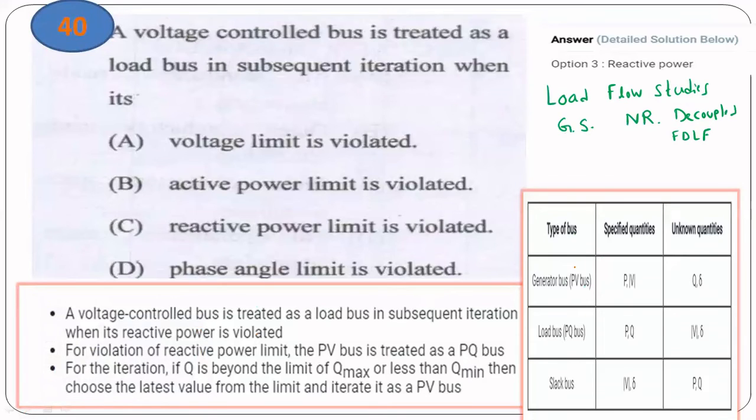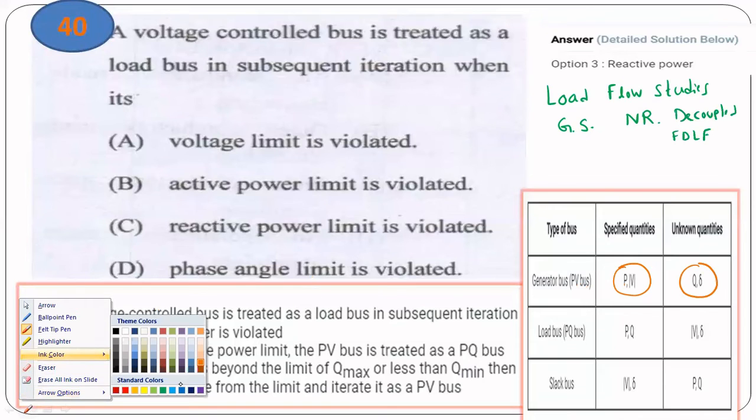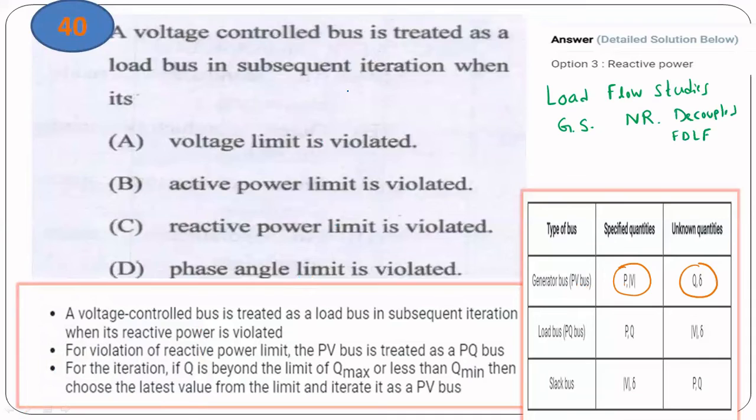One is called the PV bus or generator bus. Specified quantities are P and V, and unknown quantities are Q and delta. PV bus means P and V are specified, Q and delta are not specified. Remember that in any load flow solution, the study we do is related to P, Q, V, delta. These are the 4 parameters we always consider in load flow. Out of these 4 parameters, in any kind of bus, 2 will be available and the other 2 we have to calculate.